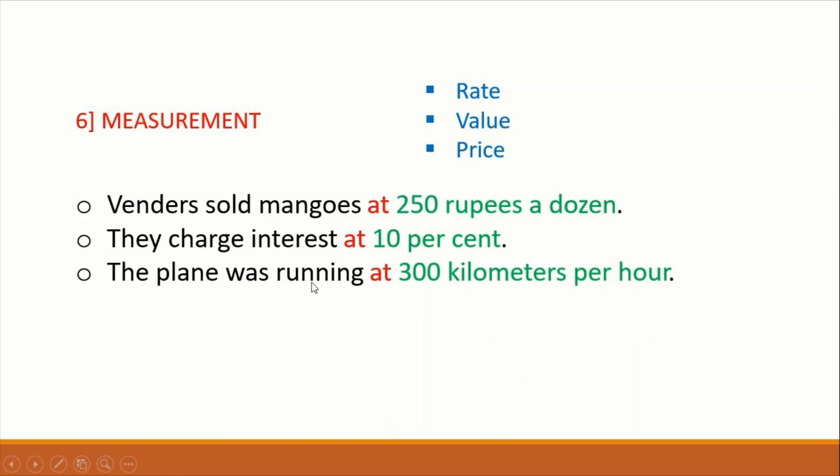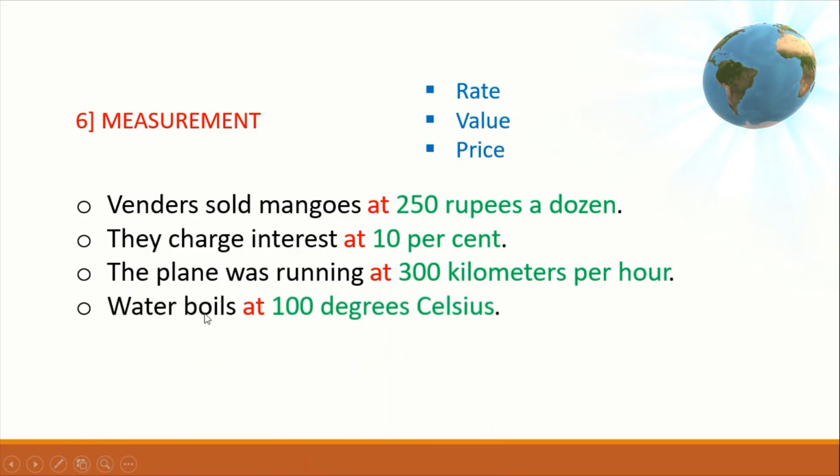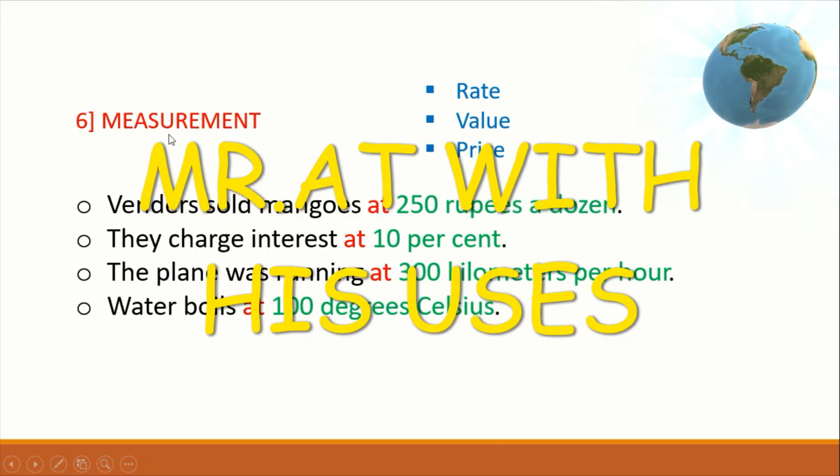The plane was running at 300 kilometers per hour. At is a preposition. Kilometers is the measurement for distance. Water boils at 100 degrees Celsius. At is a preposition. Celsius is the measurement for temperature.